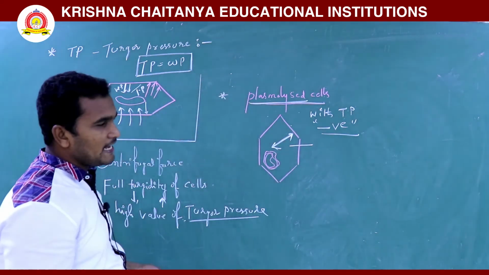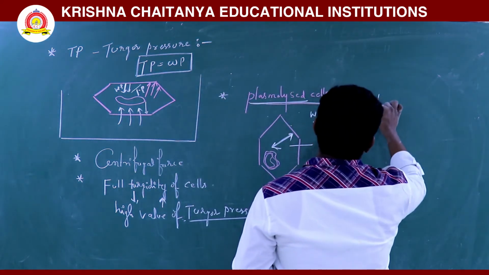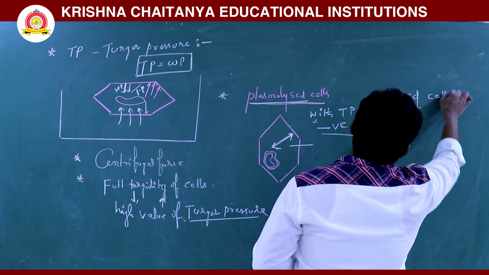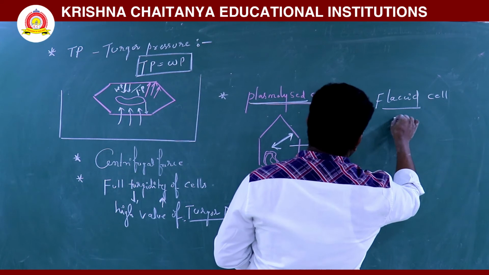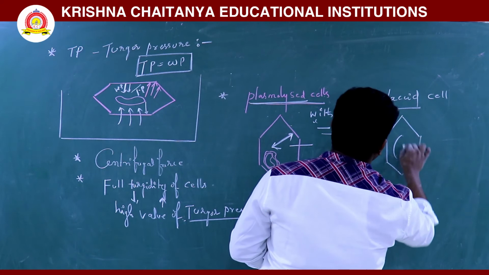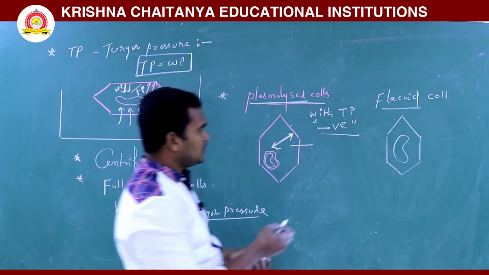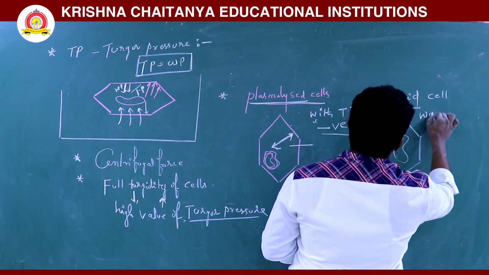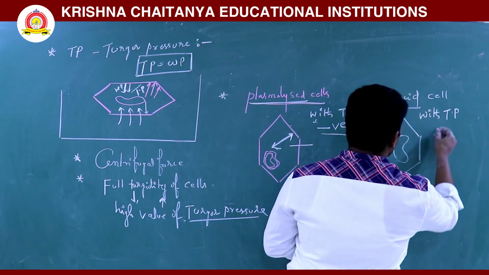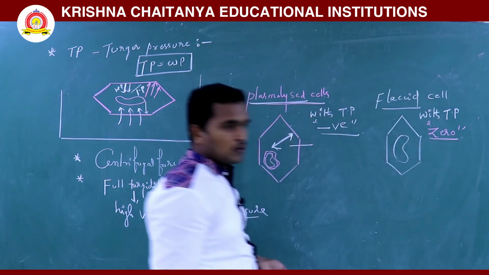We already discussed the plasmolyzed cell. Next, this is the flaccid cell. A flaccid cell means a normal cell. The normal cell's turgor pressure is 0.